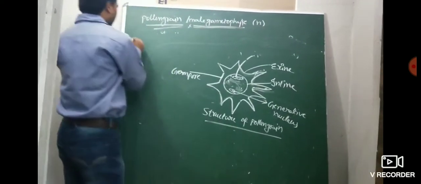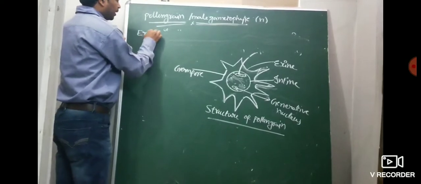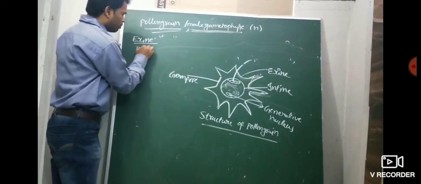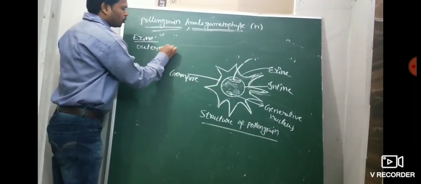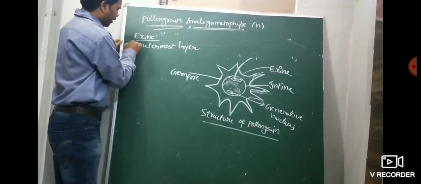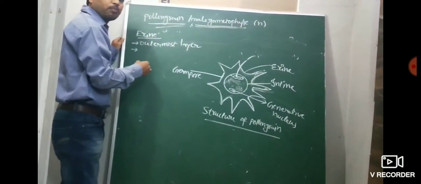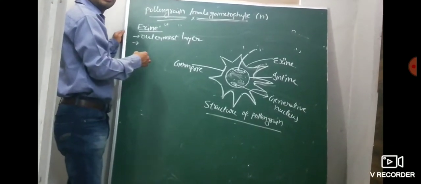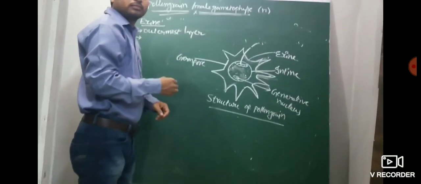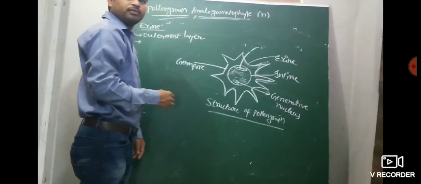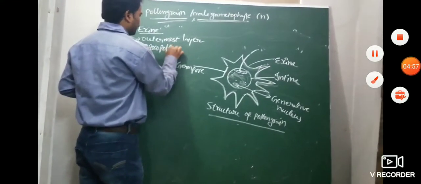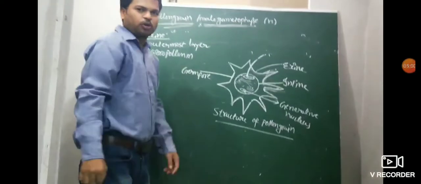I'll take exine first. Exine is nothing but the outermost layer. Very important points. Exine is made up of sporopollenin.